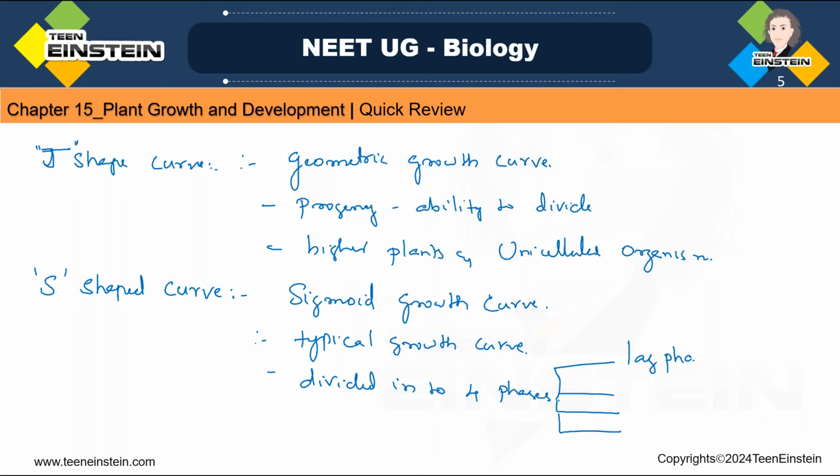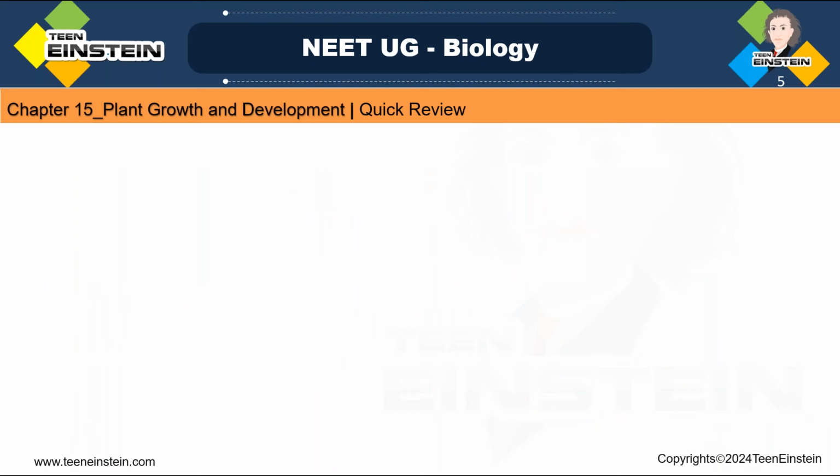Lag phase, log phase, phase of diminishing growth, and stationary phase. So lag phase, log phase, phase of diminishing growth, and stationary phase are the phases of the sigmoid growth curve. Let's see in detail about the phases of growth in the sigmoid growth curve.